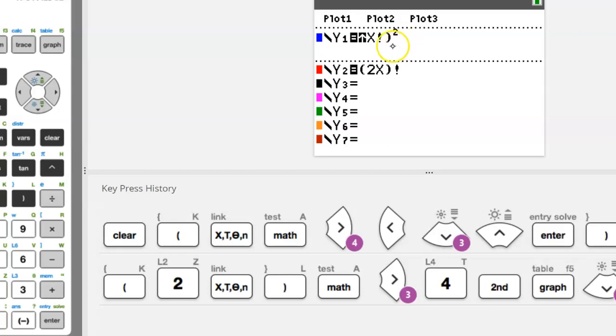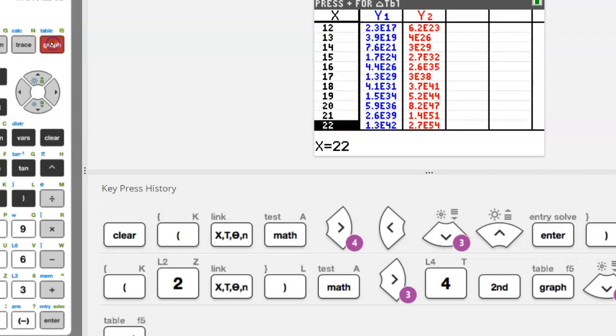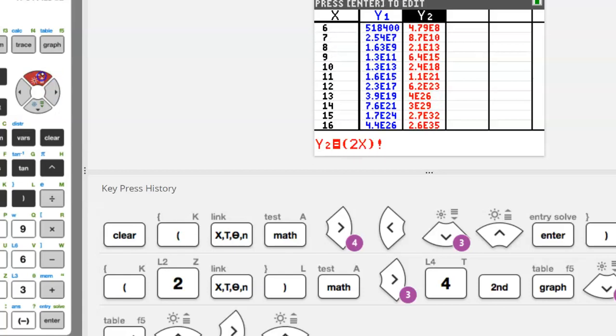So I will go to my table. Again, y sub 1 is the squared term. Y sub 2 is not. So here is our table. Oh, I'm too far down. I blew it, so let me continue to go up here. Come on, now it's frozen. Went too fast. Anyway, you can see it right now.